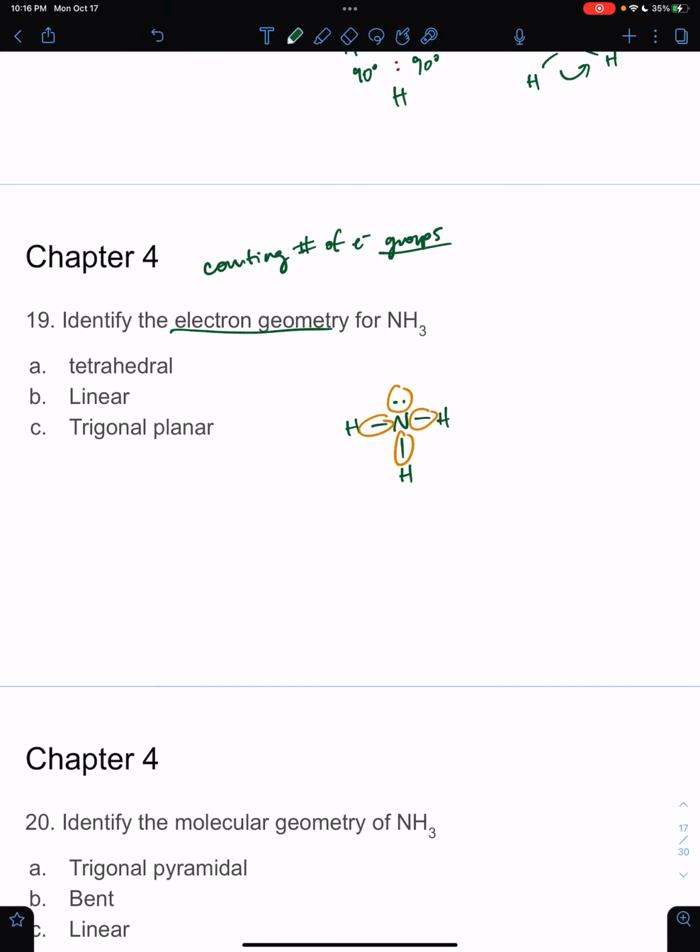Let me make that more clear. It's counting the number of electron groups around the central atom. So if there were to be lone pairs over here on these surrounding atoms, we don't need to think about those. We're only looking at the ones on the central atom. So all you have to do is just count them. So we said there were 4. Looking at that chart that she gave you with the electron geometry.